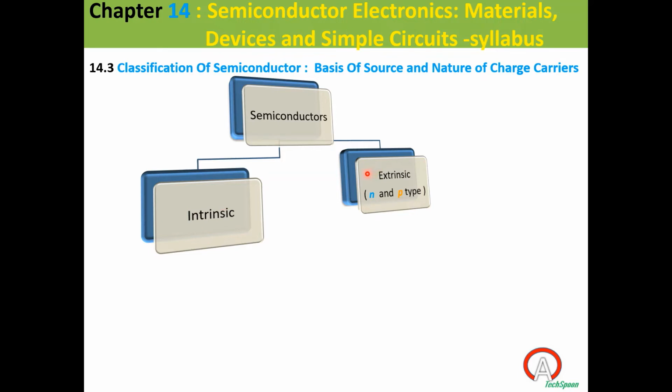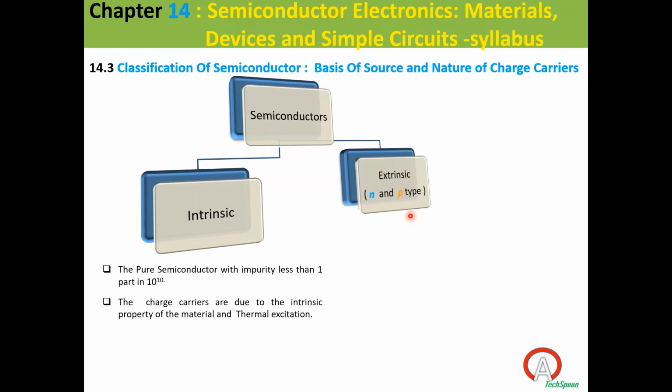The previous classification was based on the chemical composition, right? Elemental and compound. Here it is based on the nature of charge carriers. We classified into intrinsic and extrinsic semiconductor. Extrinsic, again, we have classified into N type and P type semiconductor. So what is intrinsic and what is extrinsic? That you have to understand.